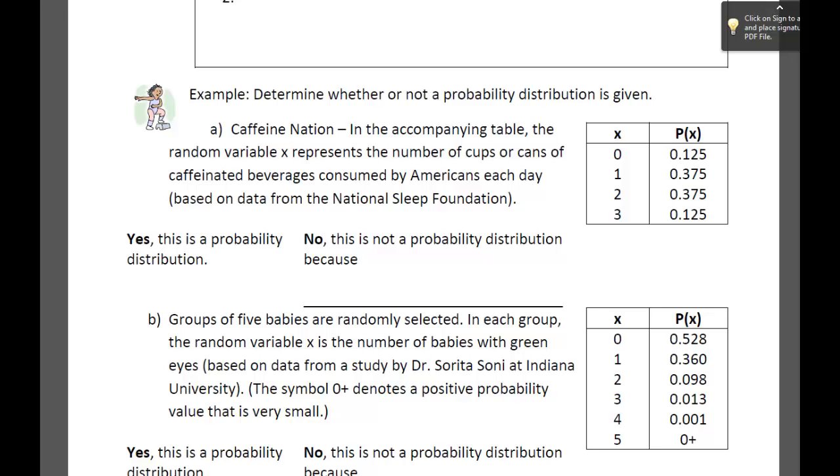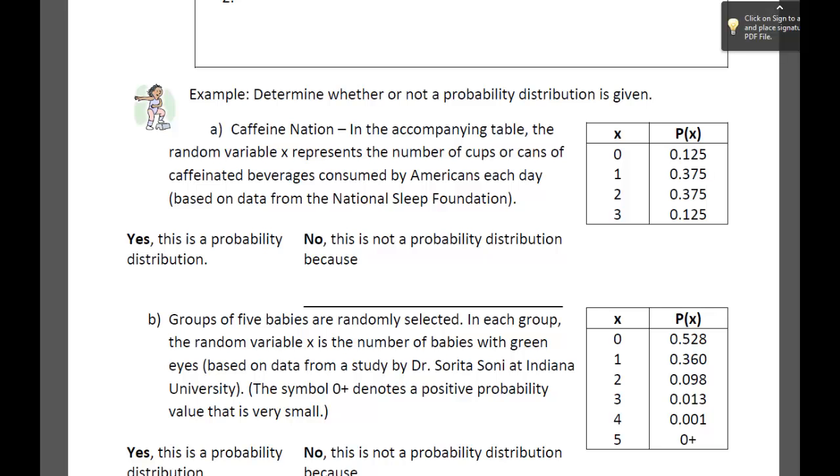Caffeine Nation. In the accompanying table, the random variable x represents the number of cups or cans of caffeinated beverages consumed by Americans each day. Okay, so do we say yes, this is a probability distribution, or no, it's not? Yes. We can see here that each of the probabilities is between 0 and 1, and I heard your calculators going. Sounds like you added them up, and they add up to 1. So yes, this is a probability distribution.